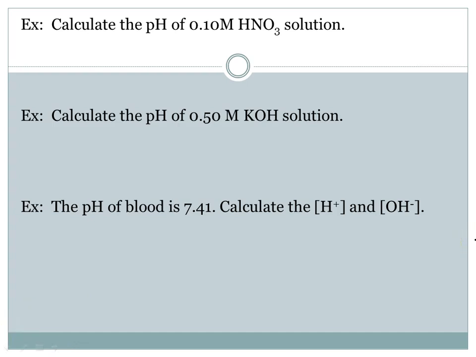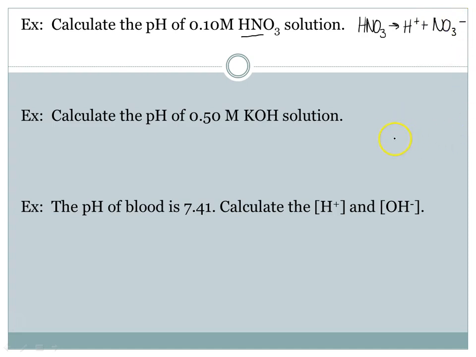Alright, calculate the pH of a 0.1 molar nitric acid solution. So the first question we're going to ask ourselves is, what is nitric acid? Is it a strong acid or is it a weak acid? Well, from your list of 7, we know that nitric acid is a strong acid, which means you really don't have HNO3. What you have is a concentration of hydrogen ions and a concentration of nitrate ions.